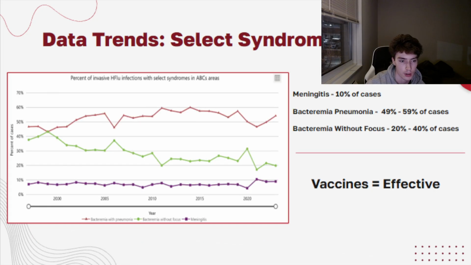I also forgot to mention, I don't know if I did mention this, but around 80 to 92% of Americans before the age of 24 months have received either a full dosage or a routine dosage of the HIB vaccine. So that's something that I also forgot to point out.